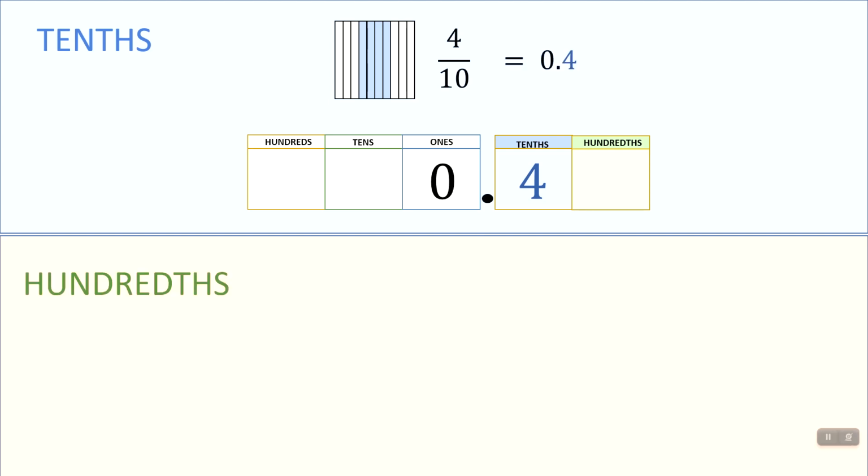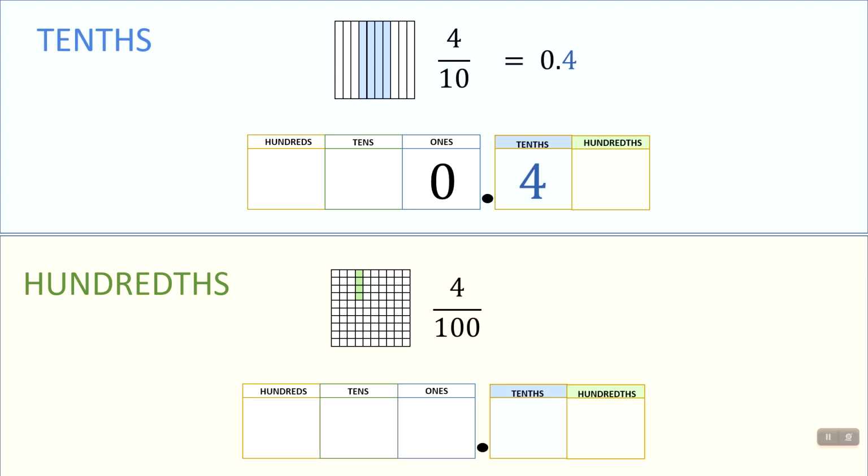If we look at hundredths, and we have a diagram with 100 squares, and only 4 of them are shaded green, we can write this as a fraction as 4 over 100, or 4 hundredths. And to write this in our place value chart as a decimal, we locate the hundredths column and we put the 4 there, and we fill the tenths column and the ones column with zeros to hold the place. And this is 4 hundredths, 0.04. And now you've solved the mystery of how to write decimal numbers in tenths and hundredths.